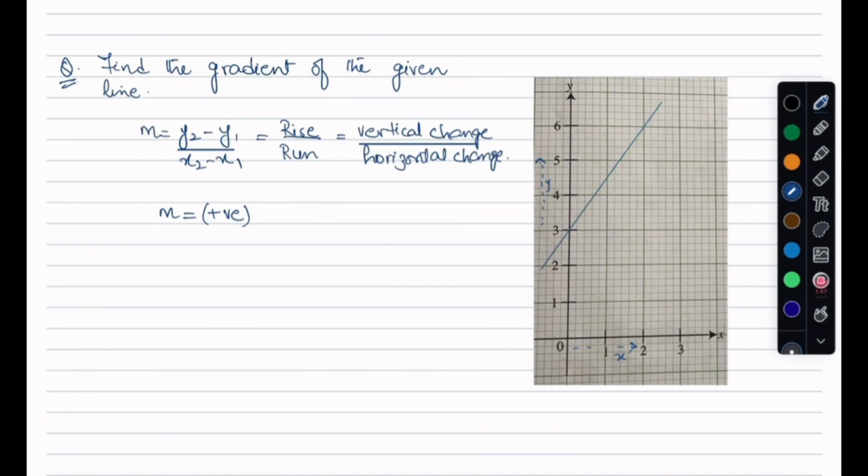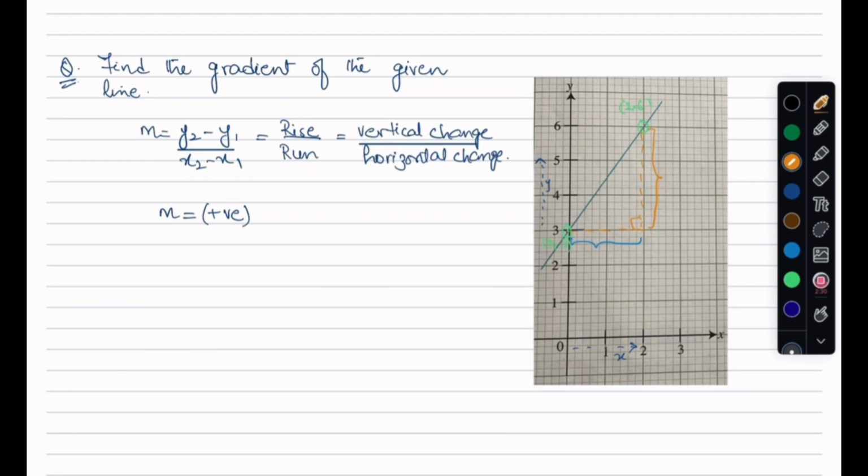Now, instead of applying the formula, if this diagram is given to us, from this diagram I know that there are 2 points which are very much obvious. One is (0, 3), and the other is (2, 6). So with respect to these 2 points, I can make a right-angled triangle. And with this right-angled triangle, I can have the vertical change as well as the horizontal change here.